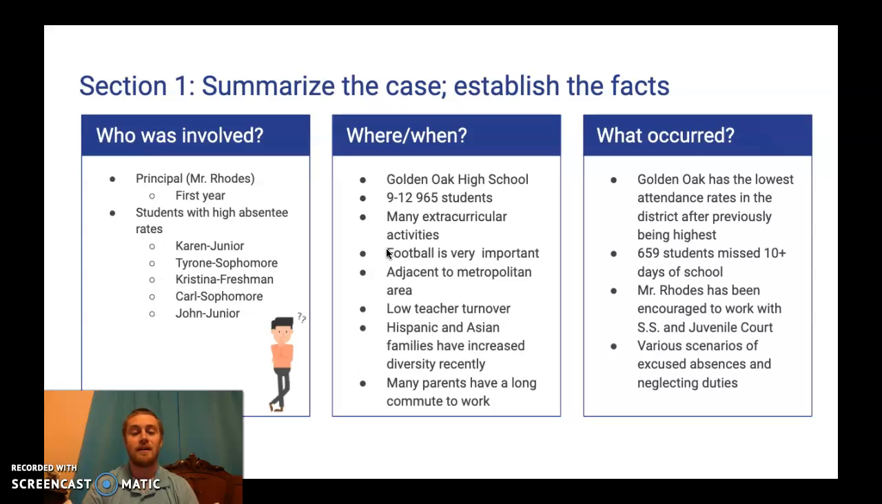So obviously not ideal situations, and I'm assuming that this is a good representation of all of the students of the school, and some of the things that are happening with attendance.